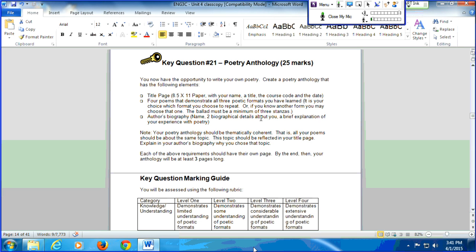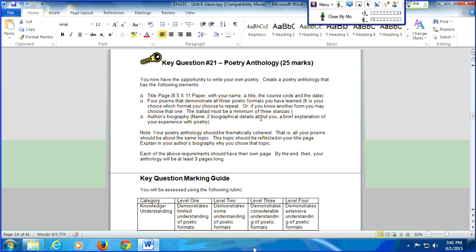So you have to create your own poetry. Create a poetry anthology that has the following elements. So you need a title page. You need your name, some kind of creative title, the course goal and the date, 4 poems that demonstrate all 3 poetic formats you have learned.